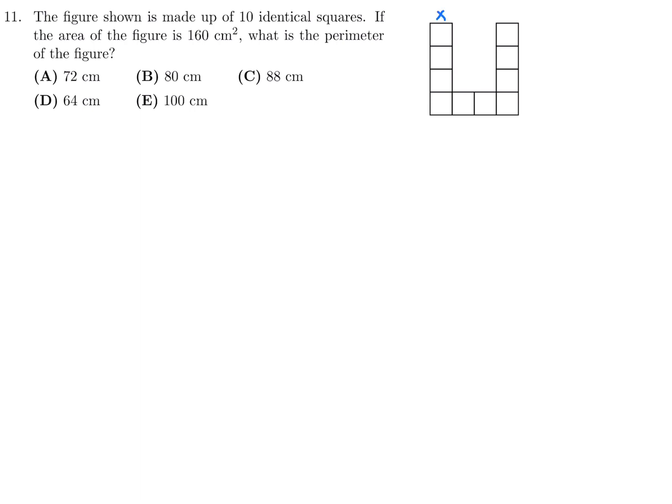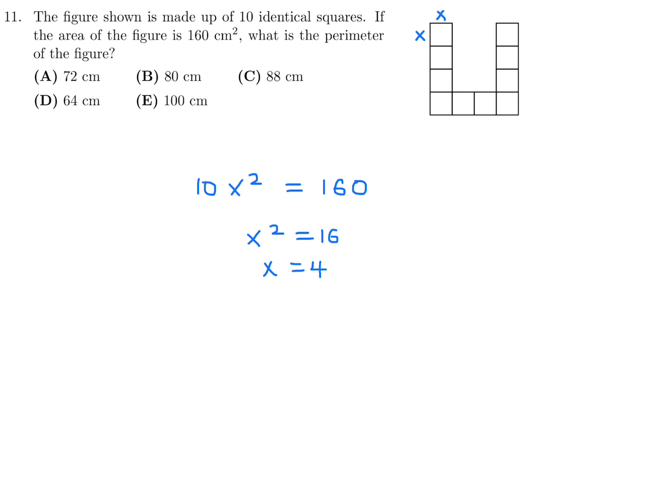I'll call the dimensions x for each of those squares, and therefore we have x squared as the area of each, and there's 10 of them, so 10x squared is the total, and they have told us that that is equal to 160. So x squared therefore is 16, x is therefore 4.